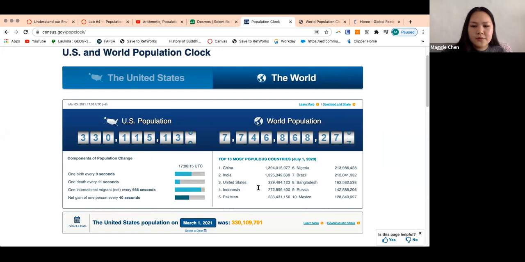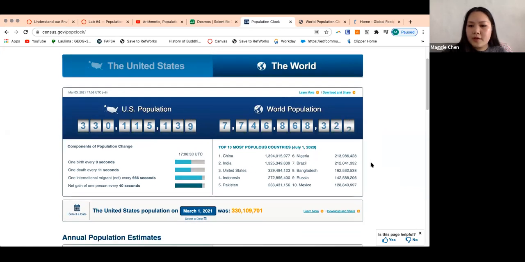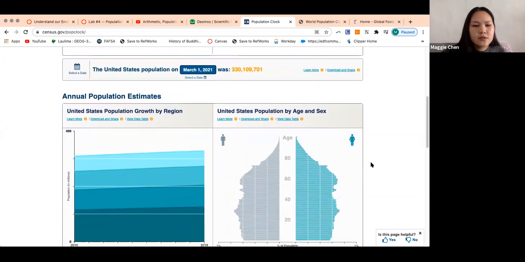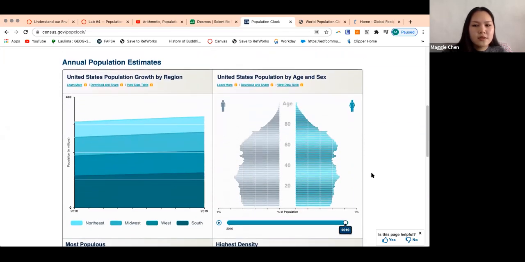So you can see the US right now. As of July 1st, 2020, this was our population size. Since it's been updated as of today, March 3rd, 2021, you can see that it's grown over time. If we scroll down, we can also get a better idea of the distribution of our population within the US. We have the Southwest, Midwest, and Northeast on this graph, and we can even see the United States population by age and sex on our right graph. Sorry, the left graph is the population growth by region.